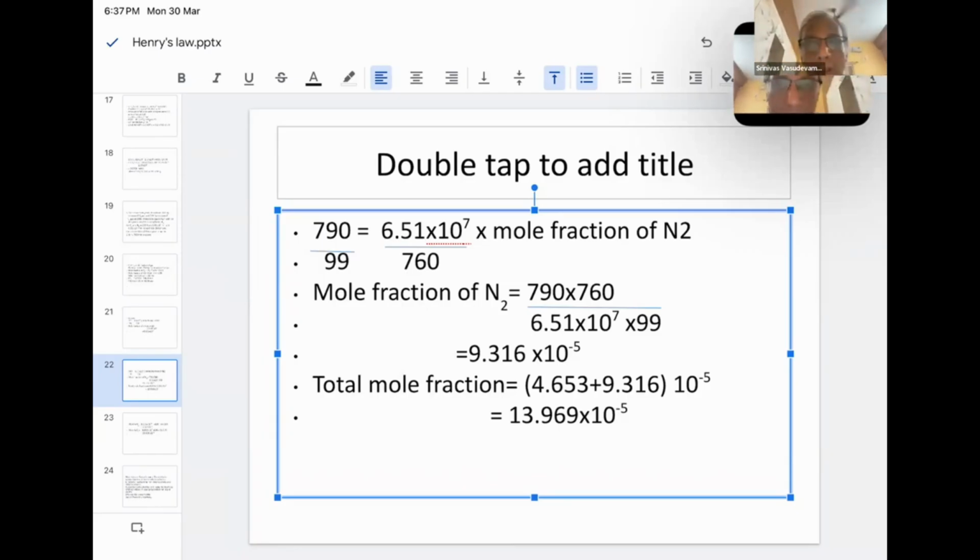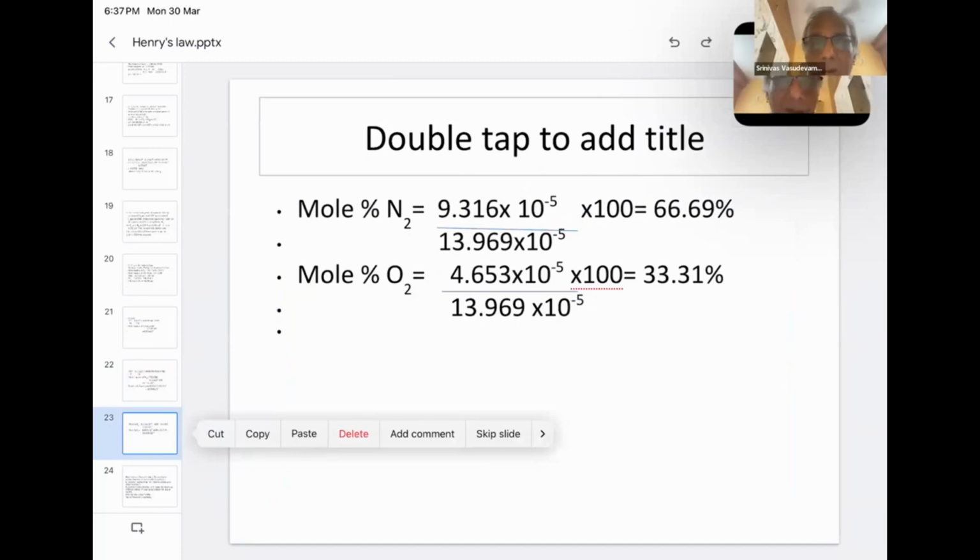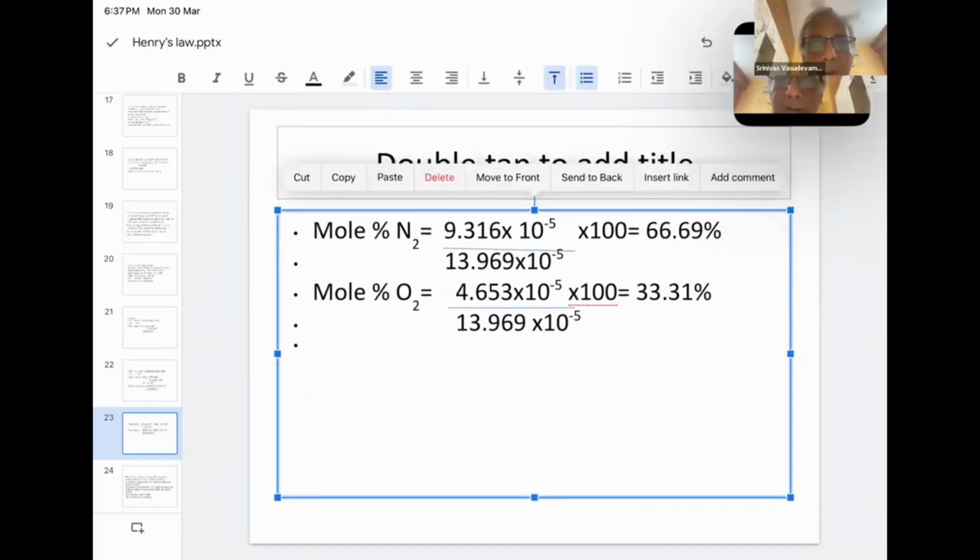So I add both the mole fractions: mole fraction of nitrogen plus mole fraction of oxygen. That comes to 4.653 into 10 power minus 5 plus 9.316 into 10 power minus 5, that is 13.969 into 10 power minus 5. That is the total here. I want to find out the mole percentage of nitrogen. That is 9.316 into 10 power minus 5 divided by the total 13.969 into 10 power minus 5, into 100. That comes to 69.69%. Oxygen is 4.653 into 10 power minus 5 divided by 13.969 into 10 power minus 5 into 100. That comes to 33.31.